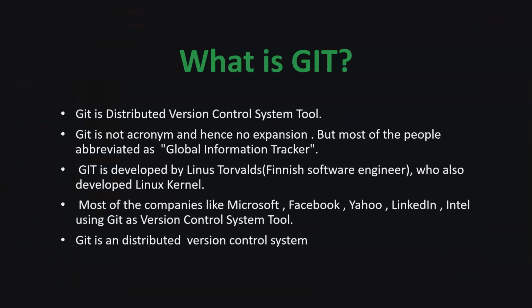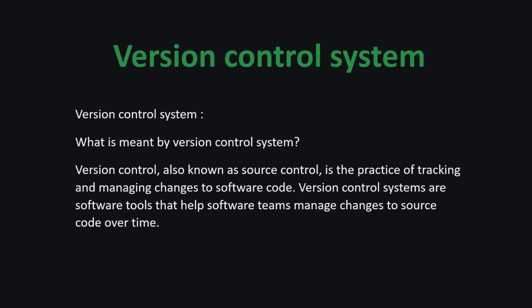Git means information tracker. Git was developed by Linus Torvalds, a Finnish software engineer, who also developed the Linux kernel. Most companies like Microsoft, Facebook, Yahoo, LinkedIn, and Intel use Git as a version control system tool. Git is a distributed version control system.